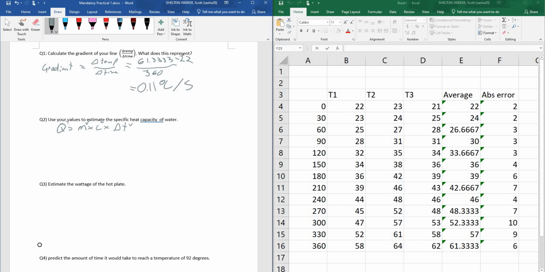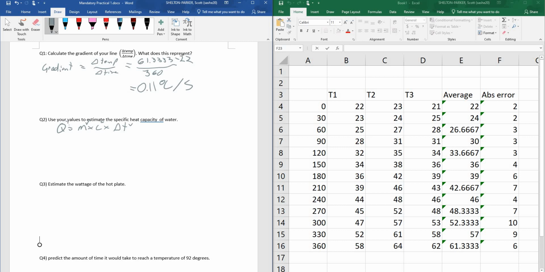Any thoughts on how we could go from here to solve? Because we've got two unknowns. Is there anything we have that we could swap into this? Anything we know we could use to rearrange our equation? How could we use the gradient though? You're on the right track.